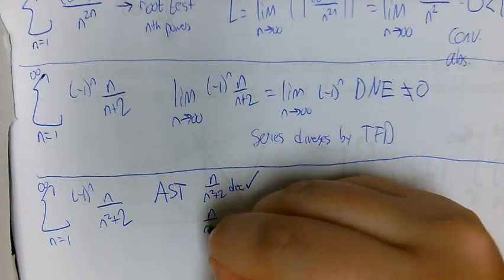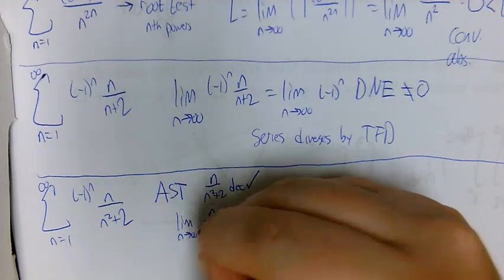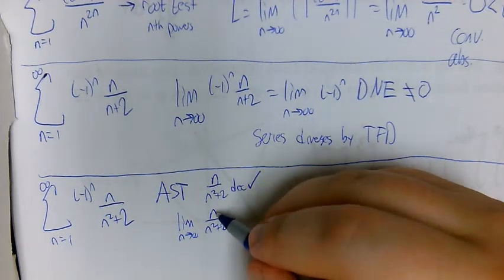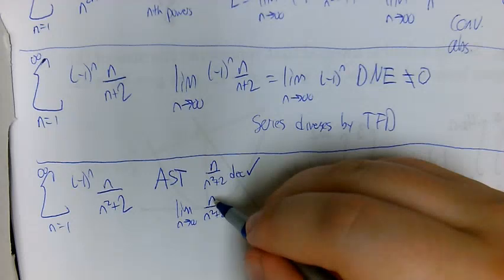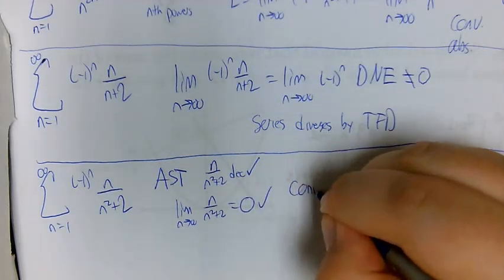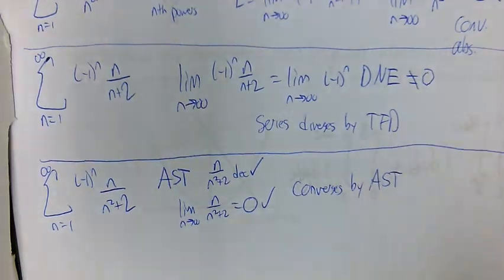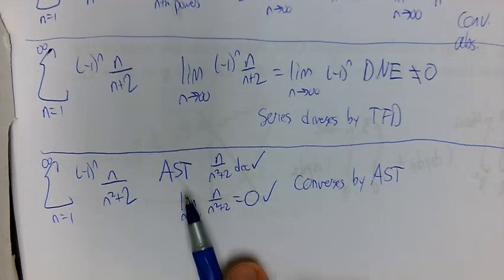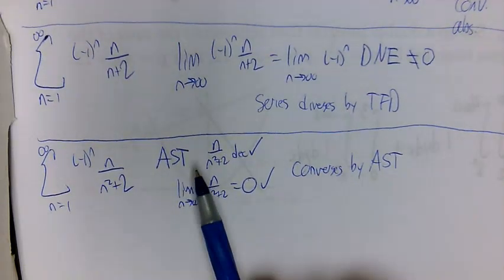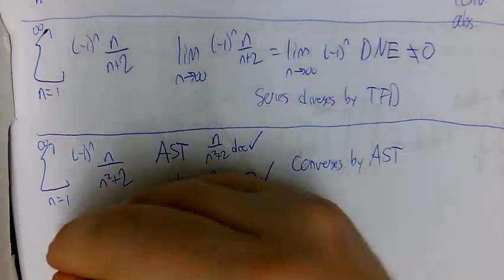And is n over n squared plus 2 going to 0? Well, let's see here. Like we said earlier, we have a polynomial with lower degree on the top, so this will go to 0. So this converges by the alternating series test. So if you only care about convergence and divergence, then the alternating series test is a really good idea for these alternating series. Otherwise, I would use the test for divergence.